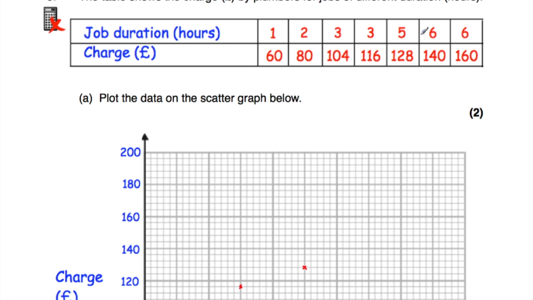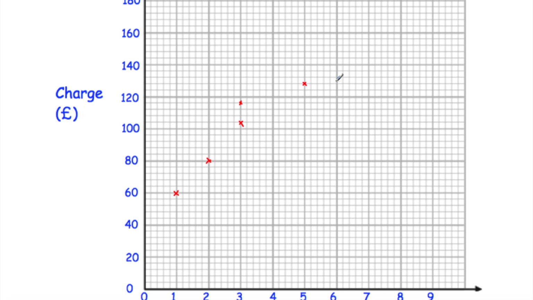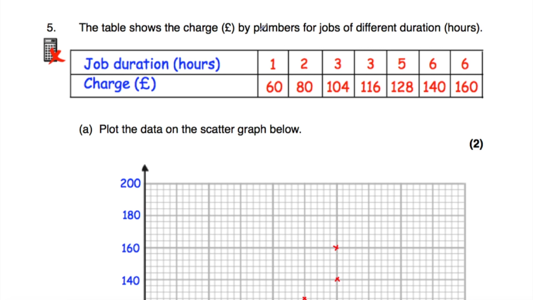Next, we've then got 6 hours and £140 and 6 hours and £160. So let's plot those on the graph as well. So 6 hours and £140 would be there, and 6 hours and £160 would be there. So we've plotted 1, 2, 3, 4, 5, 6, 7 points. So that's it. So we've done part A.